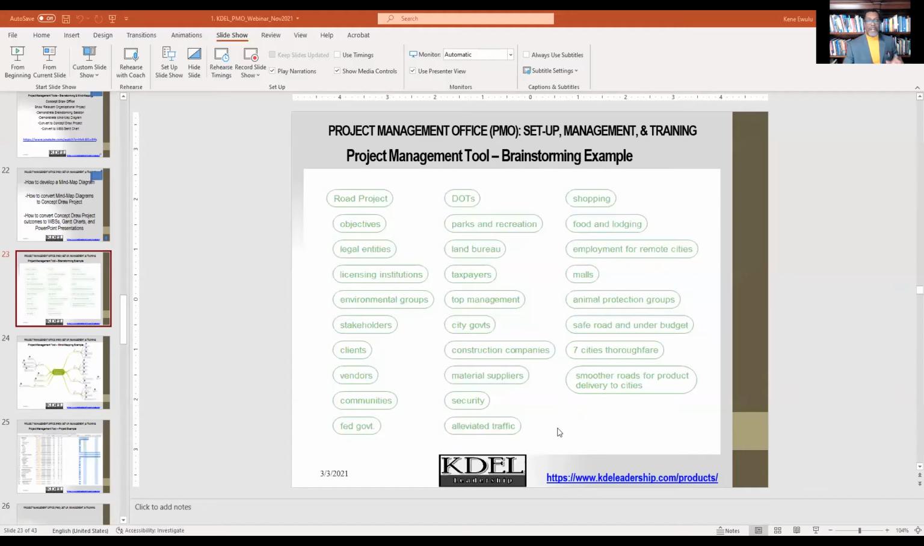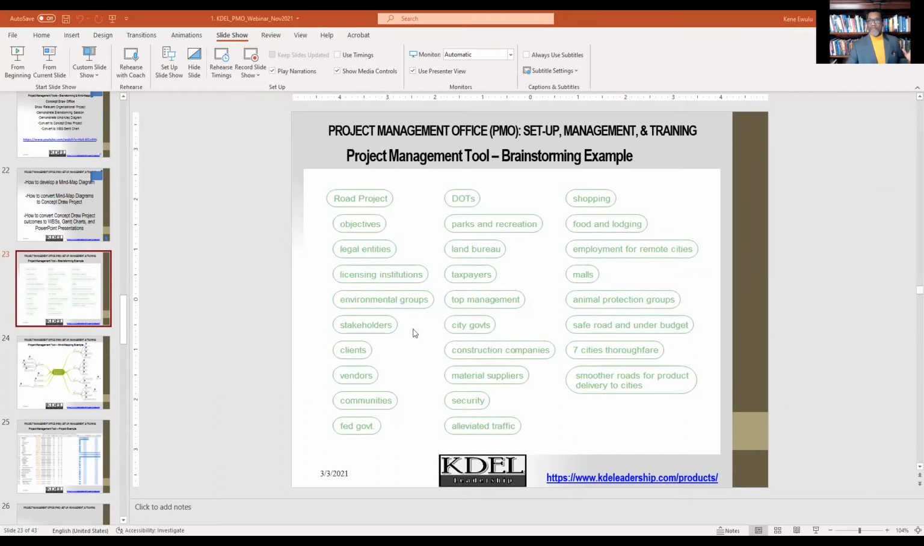So you ask yourself how to develop a mind map diagram. Okay, you want to develop a mind map diagram. You want to know how to convert mind map diagrams to ConceptDraw Project. You want to know how to convert ConceptDraw Project outcomes to WBS, Gantt charts, and PowerPoint presentations. How do you do that? I'm going to go ahead and share with you about 3 slides right now to show you stuff that I've done before. I just wanted to share with us because time is not going to let us show you how that is put together through the ConceptDraw Office.